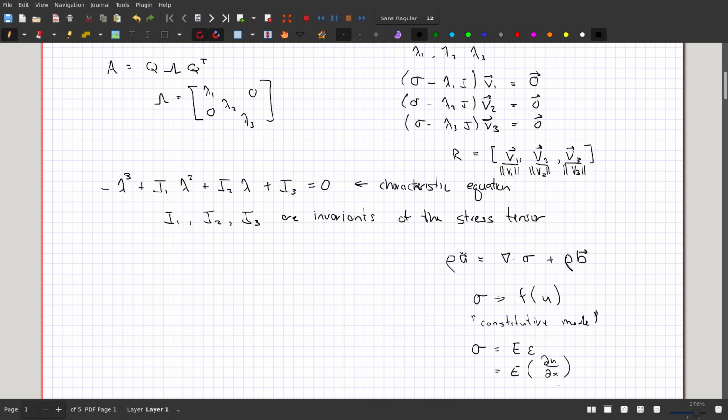So in this example, it's something that relates stress to strain, right? Darcy's law is also a constitutive model in the conservation of mass equation, right? It relates velocity to pressure gradient, so that we can put the conservation of mass equation in terms of pressure, right?